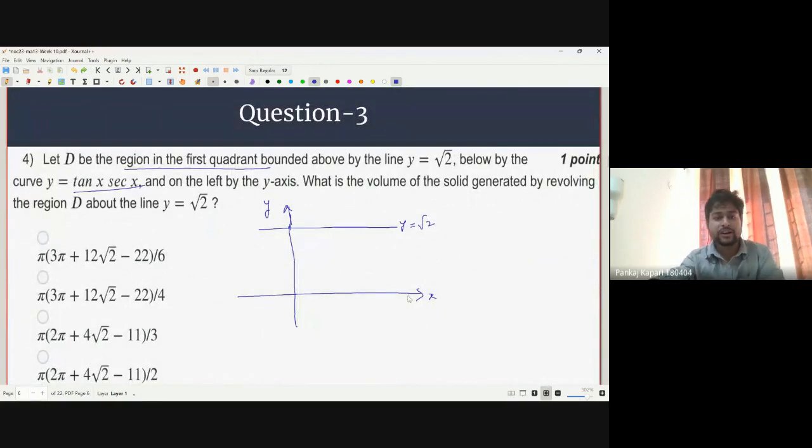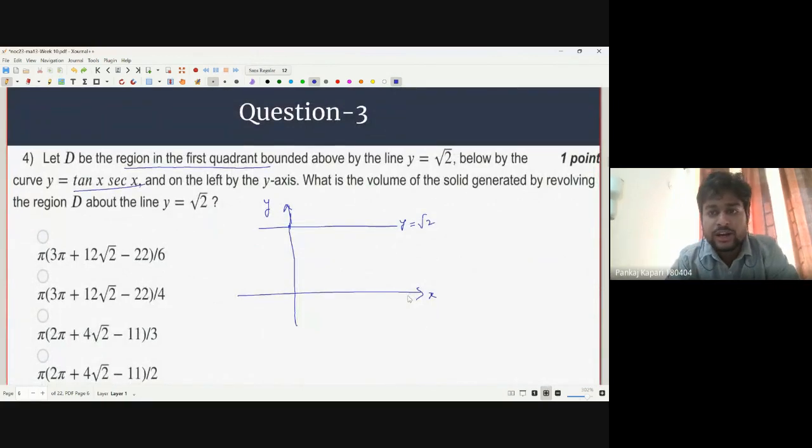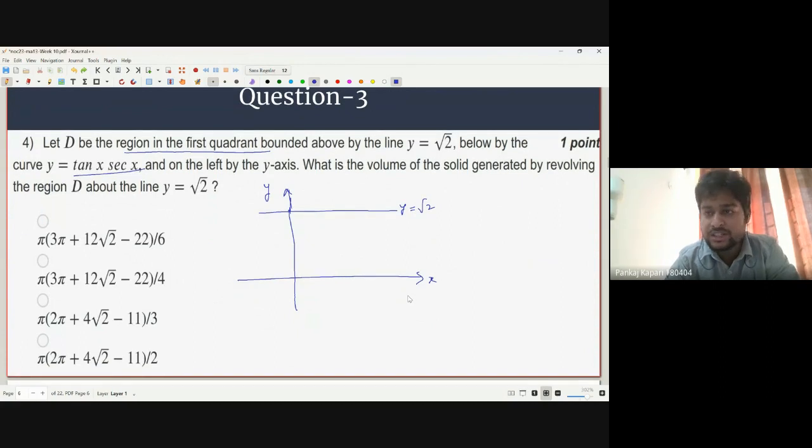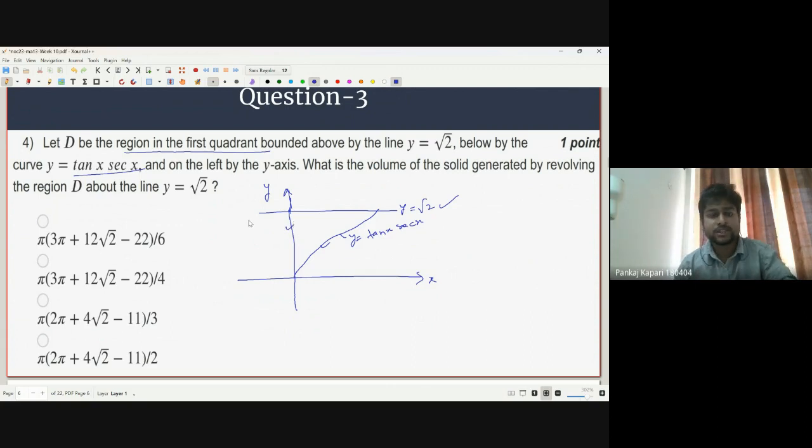You have to find again the volume of a solid which you get after you revolve some region about some axis. Okay, and let's draw roughly how this region looks. So it can be anything, right? Let me draw it like this. So this is our region, and this is a curve y equal to 10x into sec x. Okay, and the region is bounded above by this line y equal to root 2, below by this curve, and then on the left by this axis which is y axis, right?